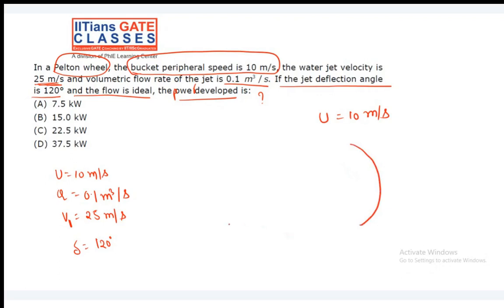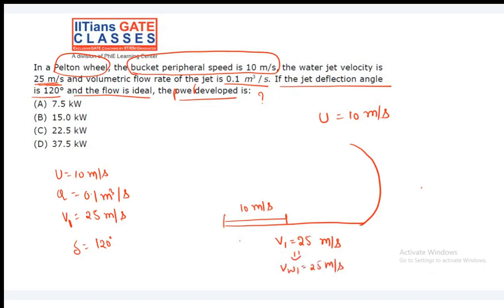So what was that? This is v1, given to us as 25 meter per second. And u1 is given as 10 meter per second. Then vw1, this is also equal to what? vw1 is also 25 meter per second.